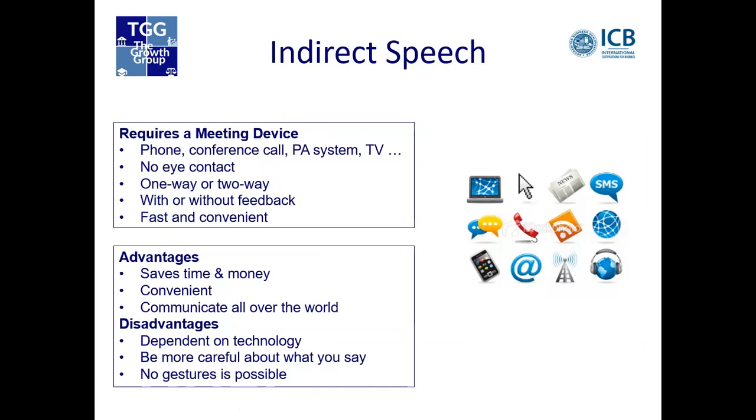There is no eye contact between the speaker, the sender, and the receiver. I'm not seeing you while I'm speaking. And even if I had my video on, you would see me, but I'd only be looking at the camera. There's no way that I can really make eye contact with you. Like direct speech, it can be one way or two way. We can have successful meetings remotely, and you can speak back to me. And if you were to listen to this lecture and it was live, you would be able to speak to me. Okay. It can therefore also be with or without feedback.